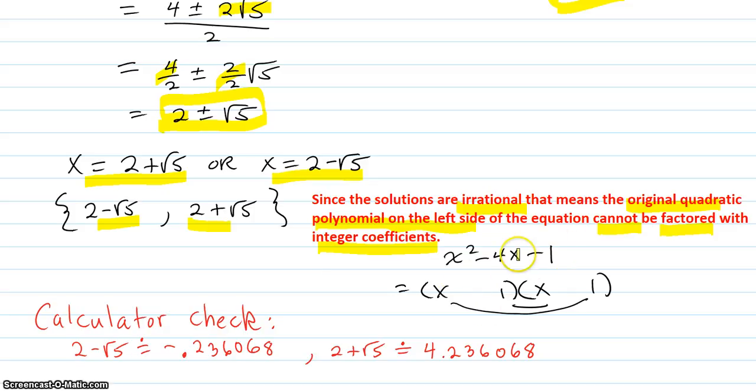And let's just show that. For x squared minus 4x minus 1, x goes here, x goes here, 1 would have to go there, and 1 would have to go there. And there's no way that 1x and 1x can combine to be negative 4x. Impossible. So that's not going to factor.